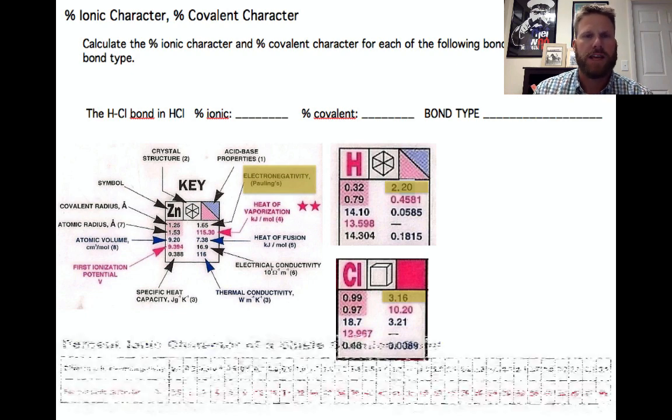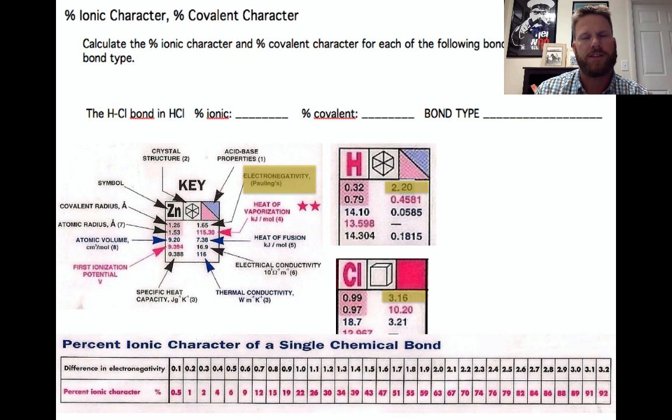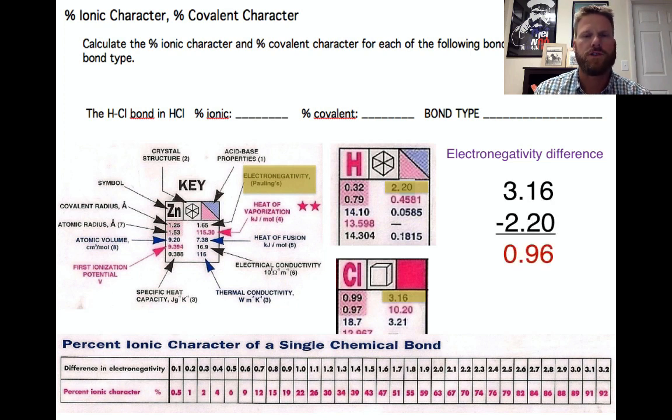Well, we want an electronegativity difference. We want to use the table at the top of that periodic table, where we need a difference in electronegativity to be able to determine the percent ionic character. Well, to get a difference in electronegativity, we take 3.16 minus 2.20, and we get 0.96. So if we read our table at the top of our periodic table, we can see 0.96 lies between 0.9 and 1, where the percent ionic character is between 19 and 22. So for estimating, I would say the percent ionic character of an HCl bond is about 21%.